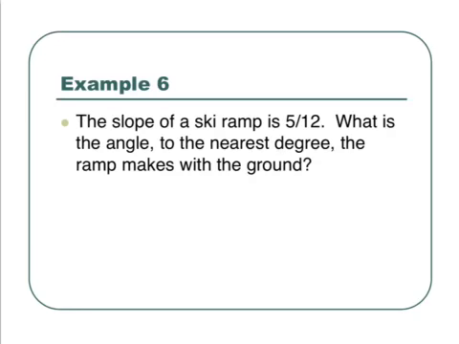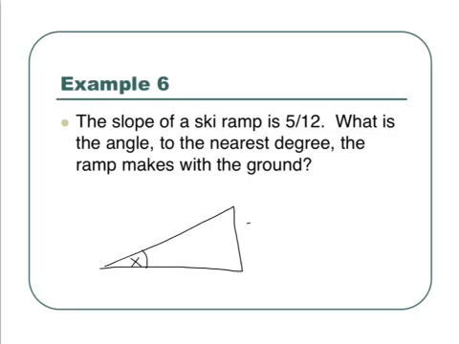All right, a little application here. The slope of a ski ramp is 5 over 12. What is the angle to the nearest degree the ramp makes with the ground? So let's draw a picture. Now we've got this guy here. All right, so we've got the angle that it makes with the ground. So this is x. Now, it says the slope is 5 over 12.